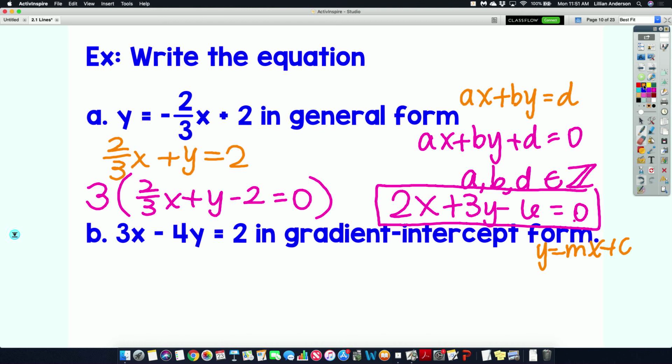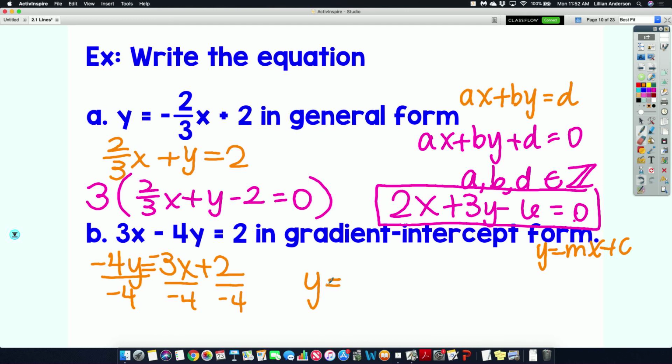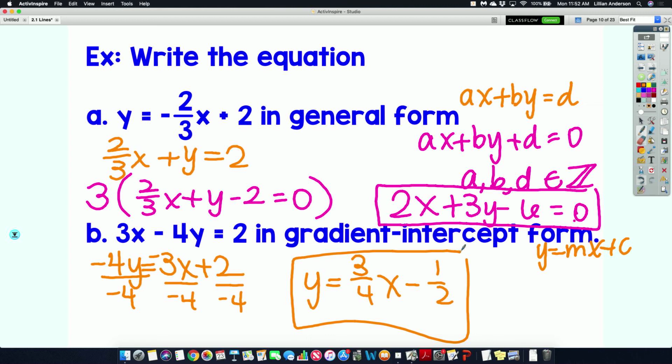What about taking it from general form to gradient intercept form? Solve for y. I have to get y by itself because it's y equals, correct? How do I get y by itself? Subtract 3x. And then I divide the whole thing, everything, by -4. Don't be cheap and just put one line and put -4 and say you've done it. Don't do that. You make me chuckle, but don't do that. What's -3 divided by -4? A positive 3/4. So you have a positive 3/4 x, then a minus 1/2. There you go. Questions?